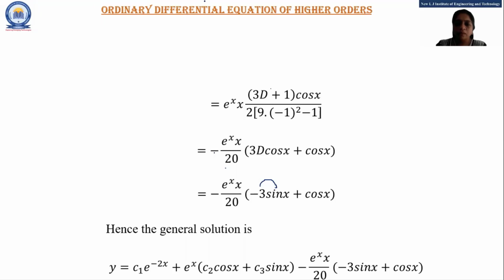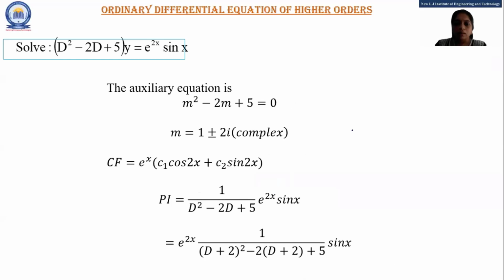Okay. See, this is one more example for better understanding. Okay, thank you so much for your kind response. Here D square minus 2D plus 5 into y is equal to e raised to 2x sin x, right? The auxiliary equation is m square minus 2m plus 5 equal to 0.